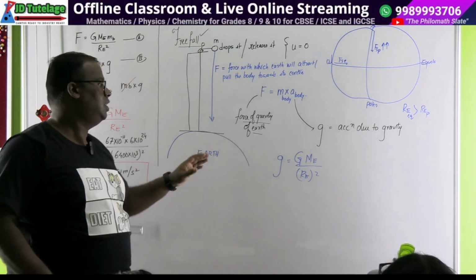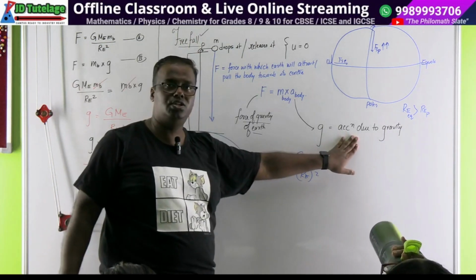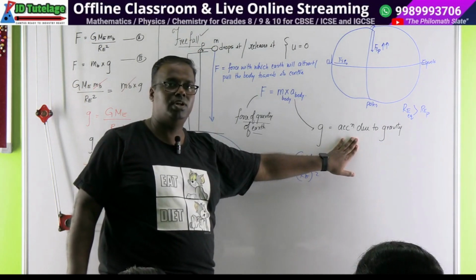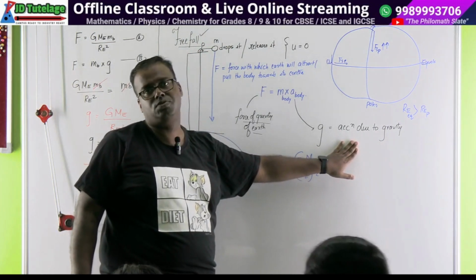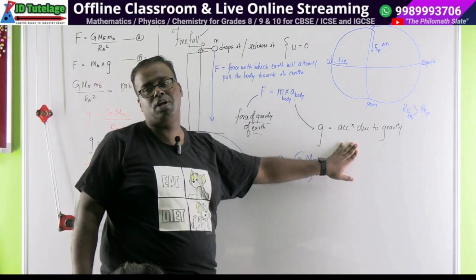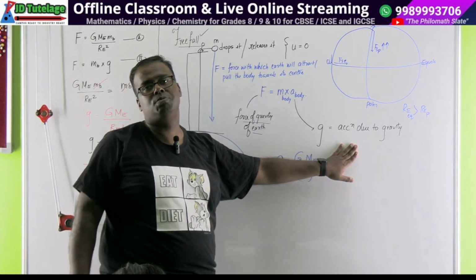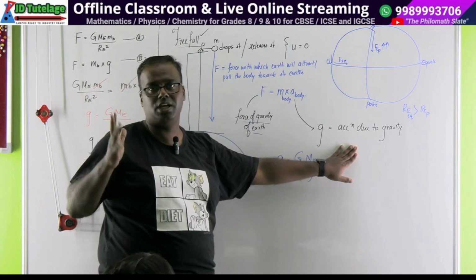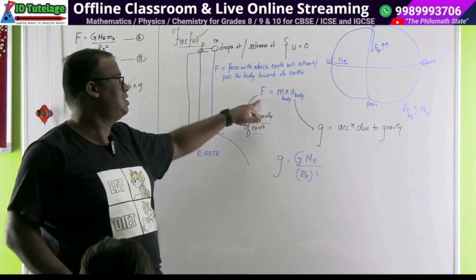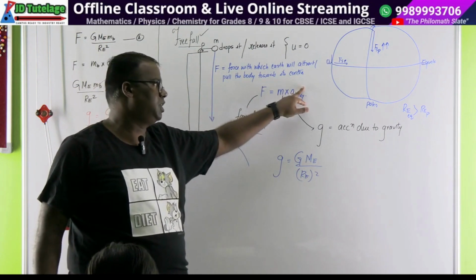Did you understand that G is acceleration due to gravity, when we said that whenever Earth is pulling any body towards itself, the body experiences a force, and as per Newton's second law of motion, the force is always the product of mass and acceleration? So that force is given as mass into the acceleration experienced by the body.